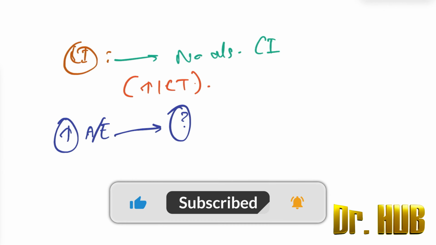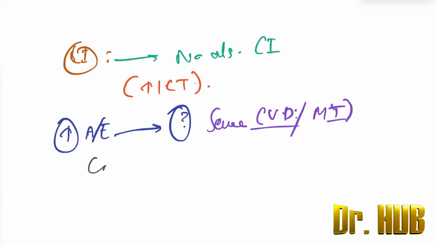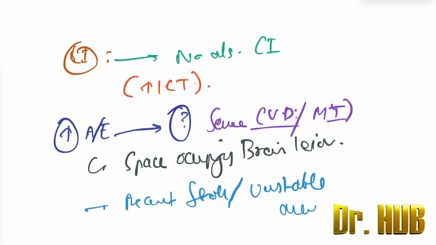In what conditions is there increased risk? The conditions include severe cardiovascular diseases as well as a recent MI. Then there is also the space occupying brain lesion, as well as a recent stroke and unstable aneurysm. So this was about ECT, that is electroconvulsive therapy.